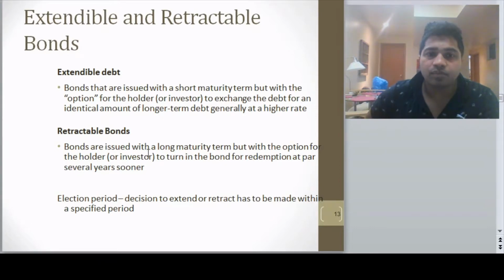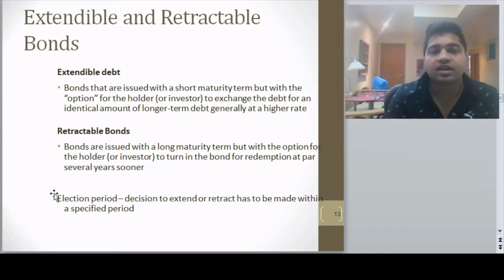Retractable bonds are issued with long-term maturity but with an option for an investor to turn the bond in for redemption before the maturity. Retractable bonds are the opposite of callable bonds. In both callable bonds and retractable bonds, bonds are paid off before maturity. But in callable bonds, the issuer decides it. In a retractable bond, the bondholder decides it. All these decisions are made in an election period. The election period means the decision to extend or retract the bond has to be made within a specified period.